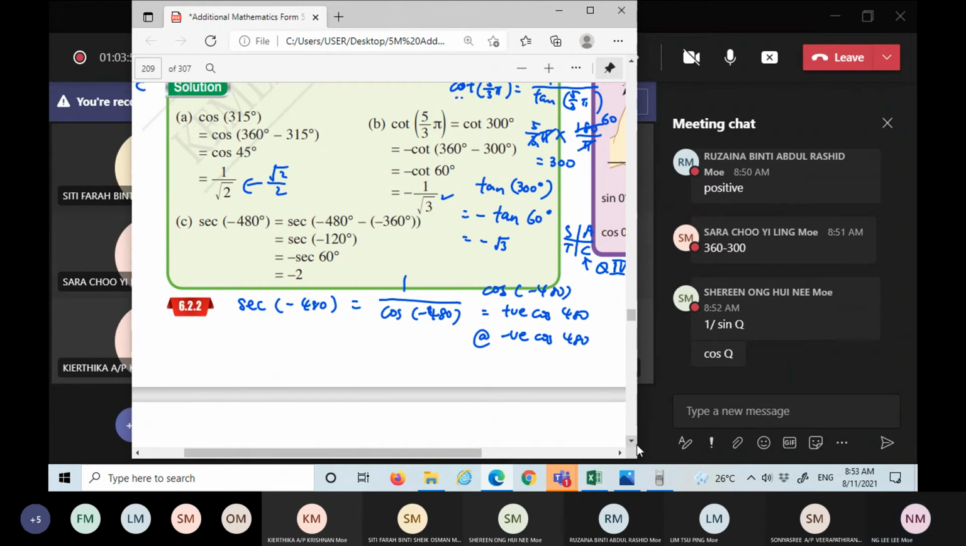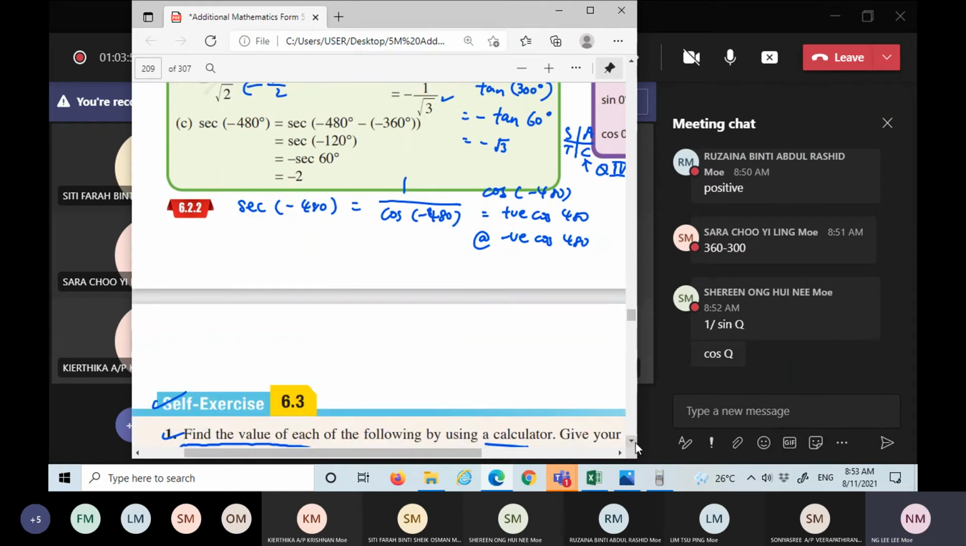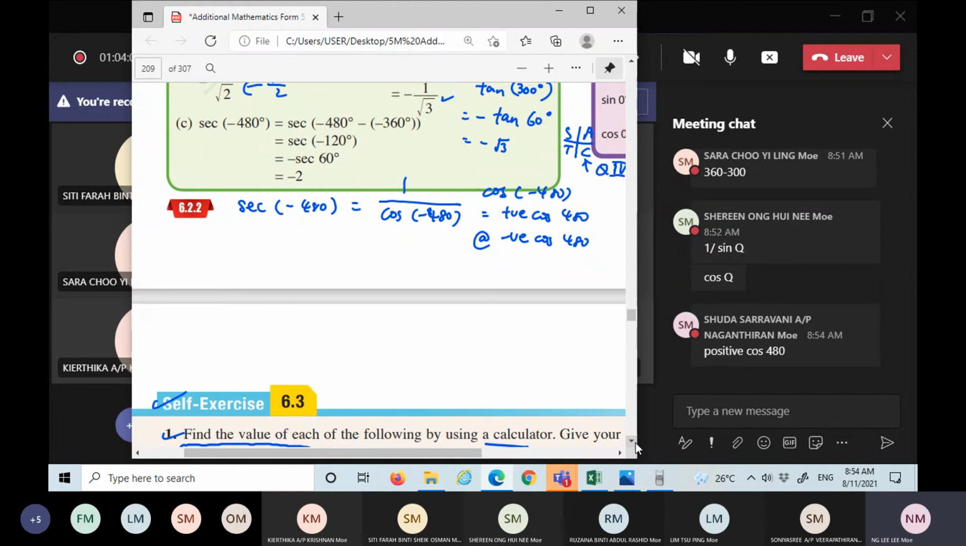Is Sudah here? Okay, positive. Cos is so special, I said just now already, so it's positive, so it's this one. So I continue. Cos negative 480 is equal to cos 480.